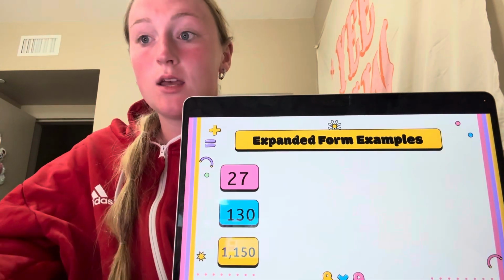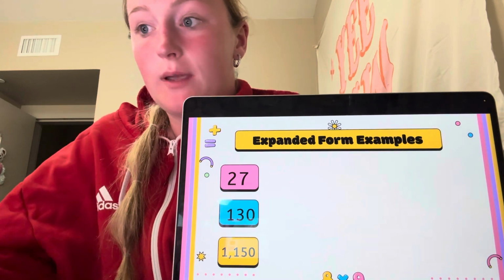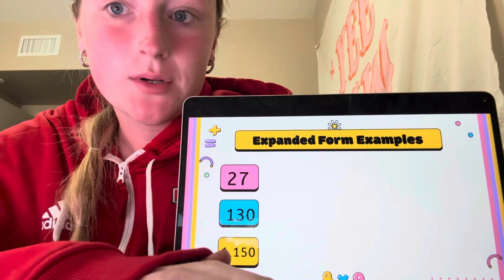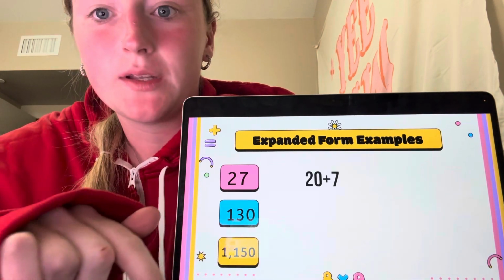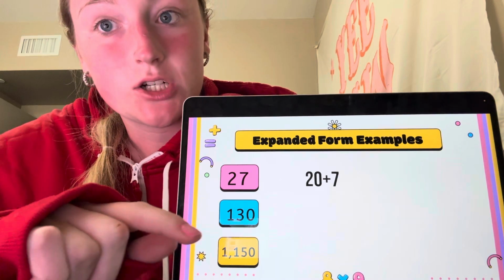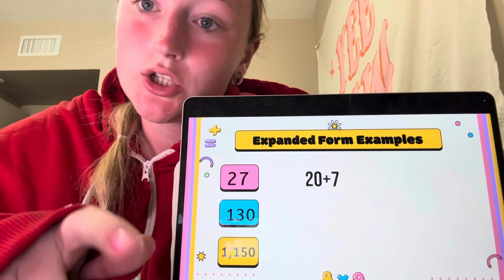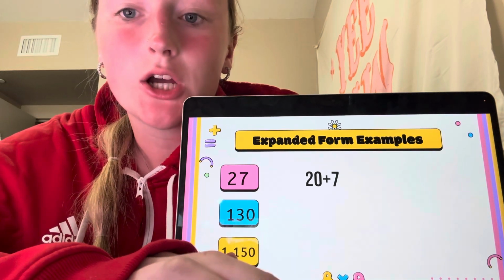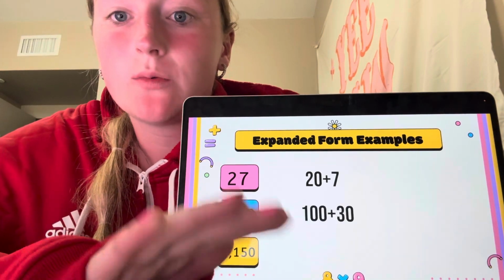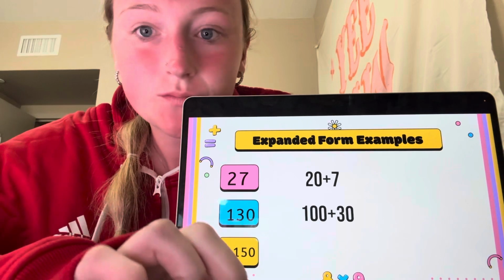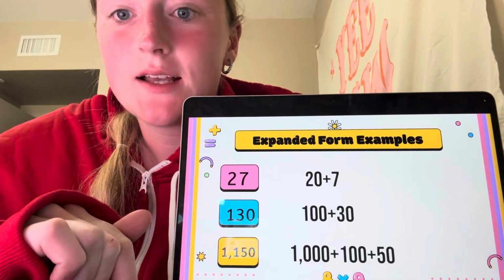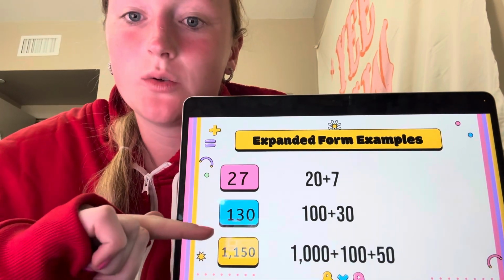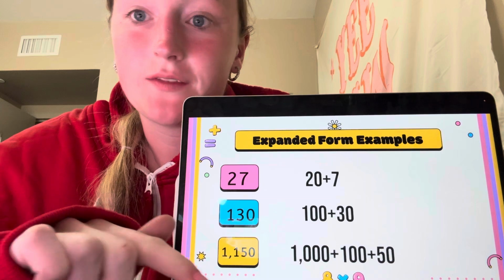The last form we're going to show is expanded form. So for the number 27, the expanded form would be 20 plus 7, because there's 7 units and 2 rods, so 20 plus 7. The next one is 130, so you would do 100 plus 30. And the last one is 1,150, so you would do 1,000 plus 100 plus 50.